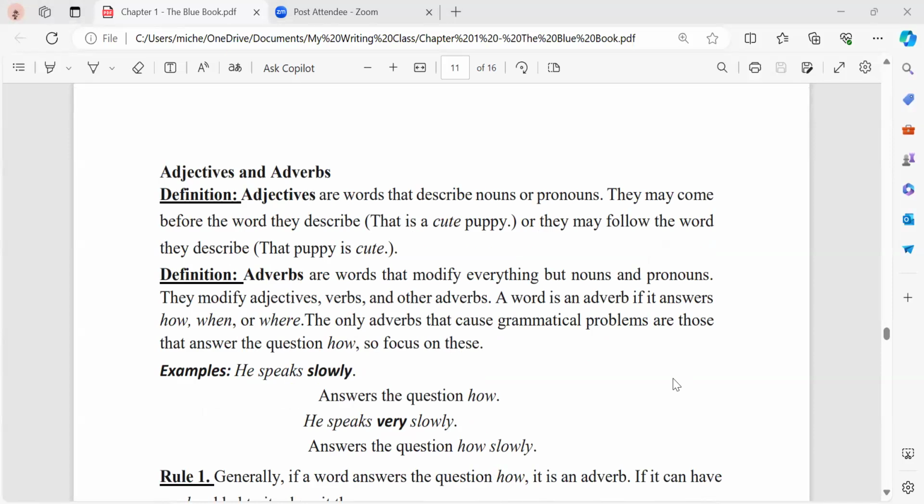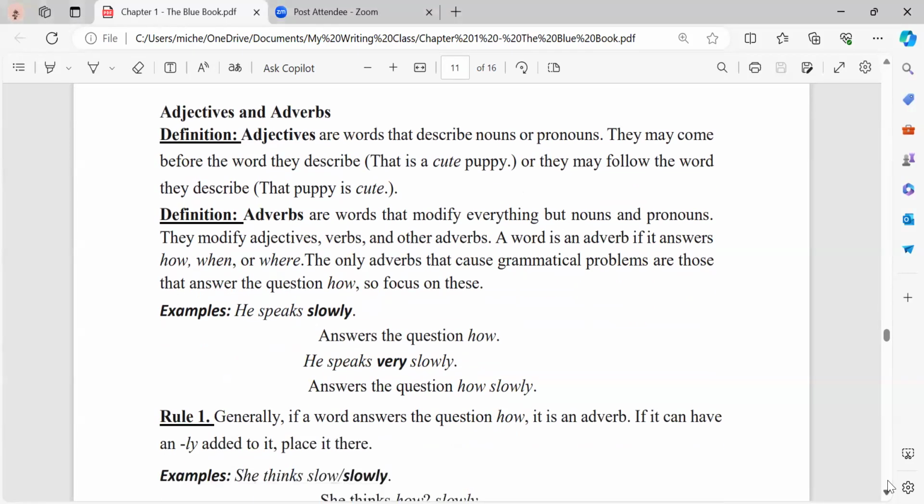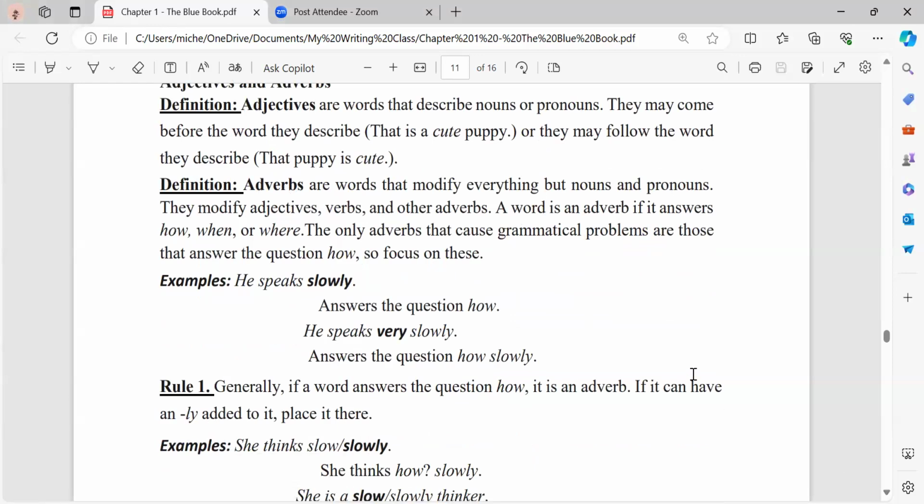So adjectives are words that describe nouns or pronouns. They may come before the word they describe, this is a cute puppy, or they may follow the word they describe, the puppy is cute. So adjectives technically means to describe something, to describe the nouns or pronouns. You probably heard that, but I'm just going to use this as a review.